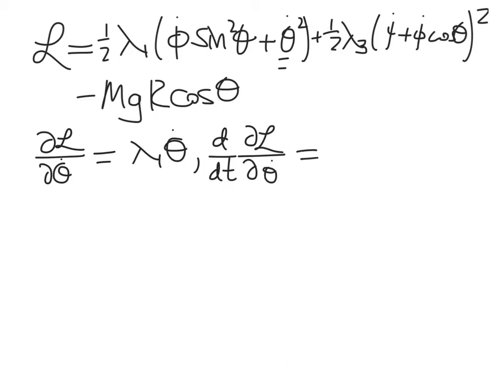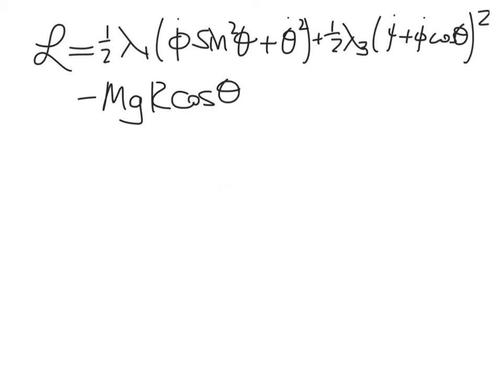Since the moments of inertia along the principal axes are constant, the time derivative of this is just going to be lambda 1 theta double dot. So that's not so bad. And then we also need to take the partial of the Lagrangian with respect to theta, and this is where things get quite messy. We can see that there's a lot of theta dependence. There's a theta dependence here, there's a theta dependence here, and there's a theta dependence here. Let me skip to the end and show you what the final partial derivative looks like.